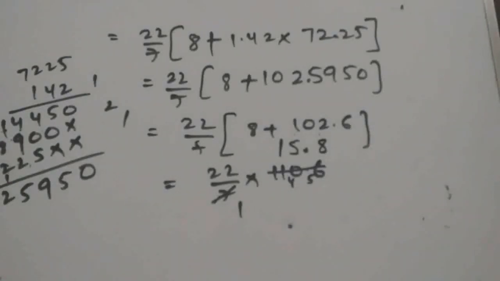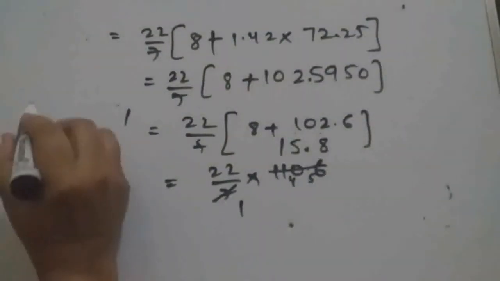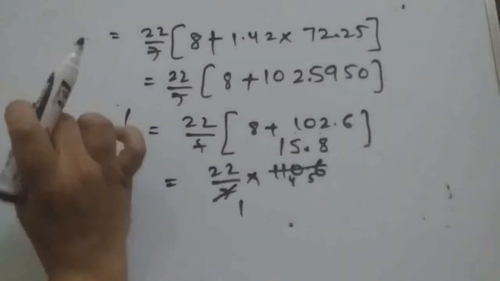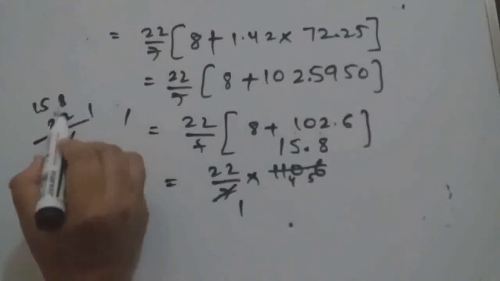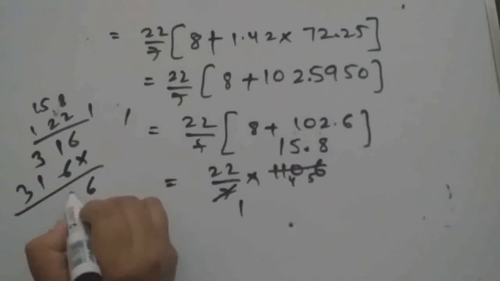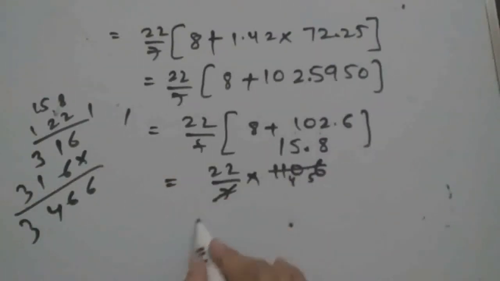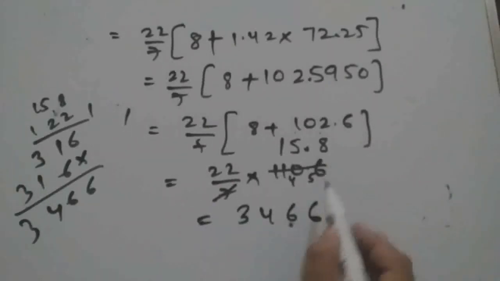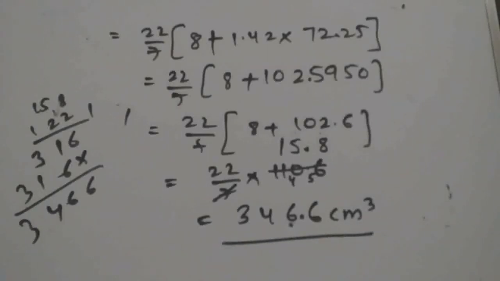Now this 22 we can multiply with 15.8. So 3 4 6 6 after 1 digit decimal. So this much centimeter cube is the volume, but in that question it is given that one student already measures it and found to be 345. So check whether she is correct. So no, she is wrong, because we are getting this much volume.